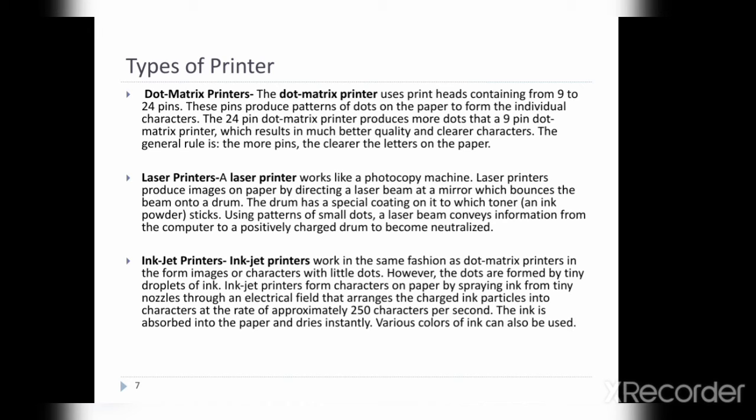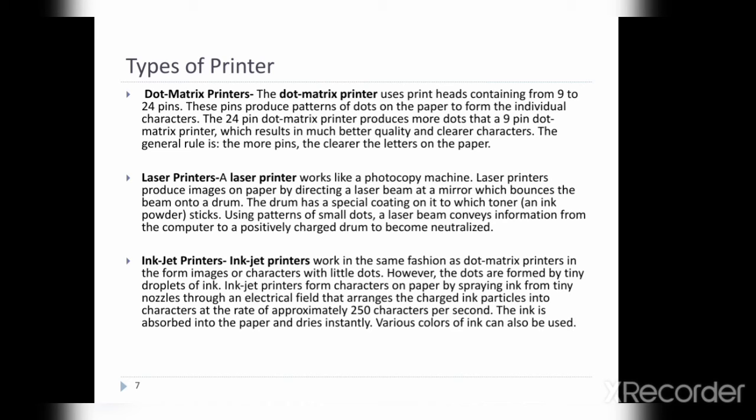Dot matrix printer. The dot matrix printer uses a print head containing from 9 to 24 pins. These pins produce patterns of dots on the paper to form the individual characters, and the 24-pin dot matrix printer produces more dots than a 9-pin dot matrix printer, which results in much better quality and clearer characters. The general rule is the more pins, the clearer the letter on the paper. So this is the dot matrix printer.